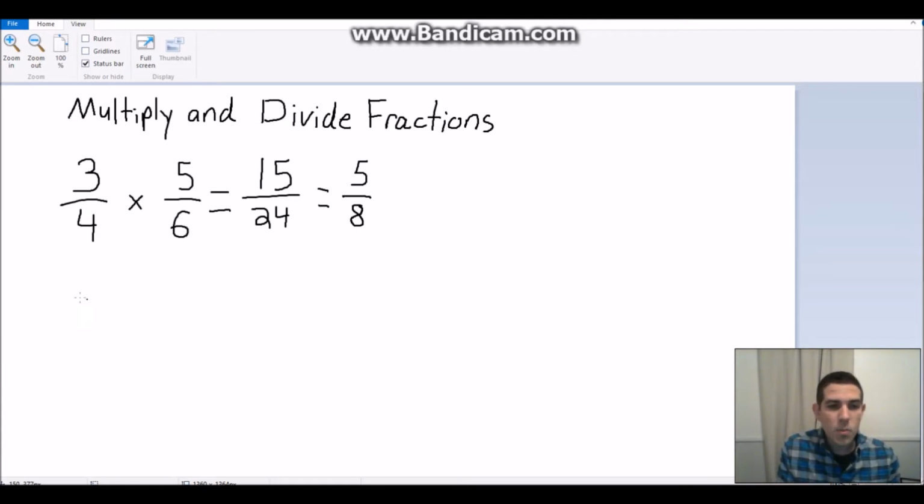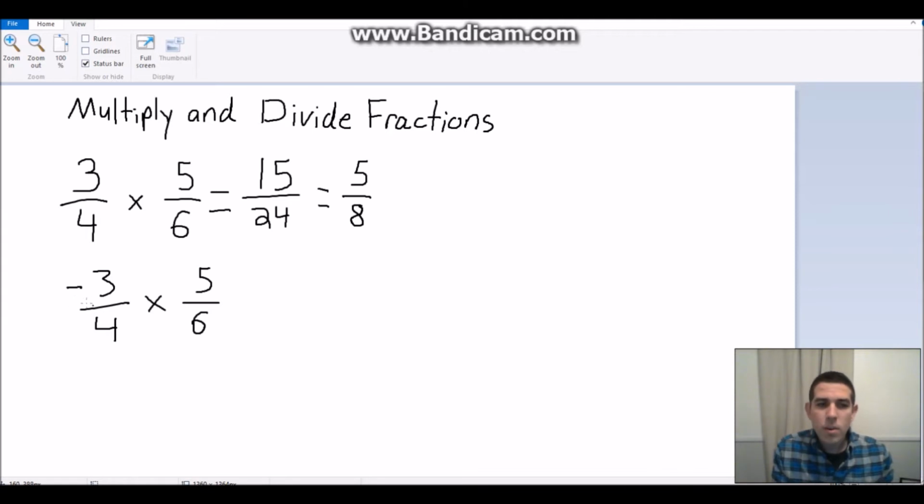Now, how does this change when we get negative fractions? Sounds scary, right? Multiplying negative fractions? Well, we're going to use the same rules that we did with our positive and negative integers. We're going to look at the signs. So, when you have a negative on a fraction, it's important to know that we only want to put the negative on one of the numbers. I usually put it on the top number.